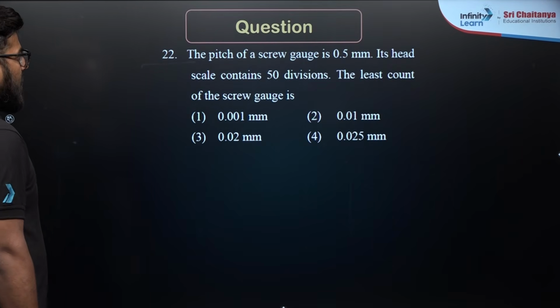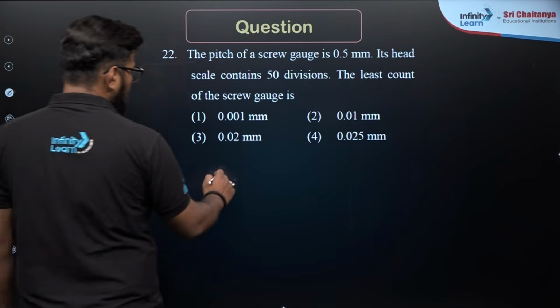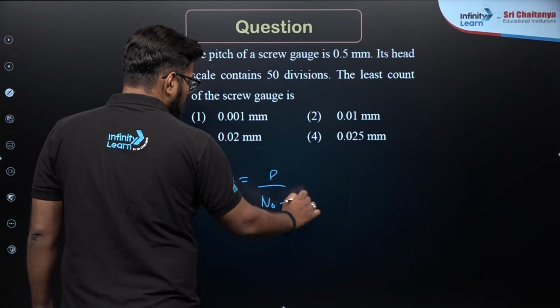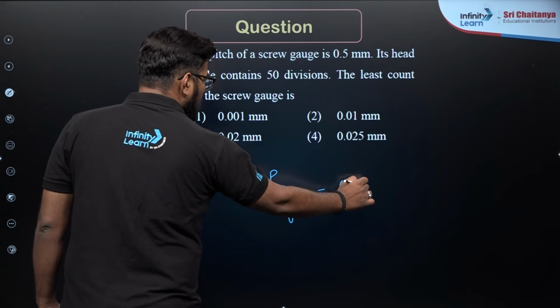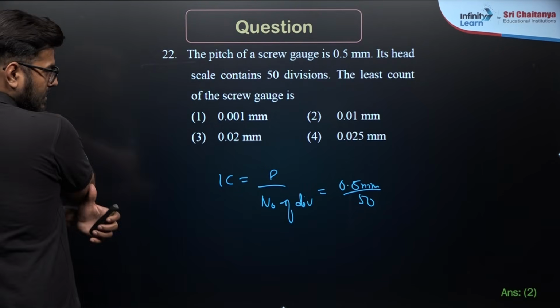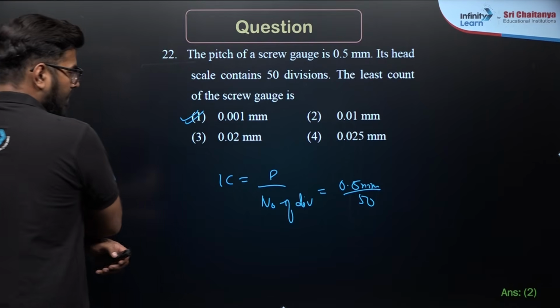Pitch of screw gauge is 0.5 mm. Its head scale contains 50 divisions. The least count is simply going to be the pitch upon the number of divisions. Correct. That means 0.5 mm whole divided by 50. Okay. So you'll get the answer. It's going to be 0.001 mm.